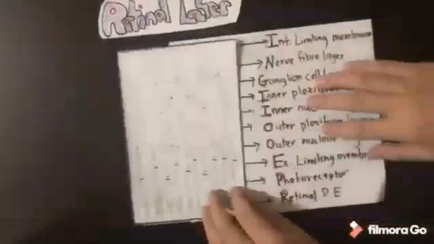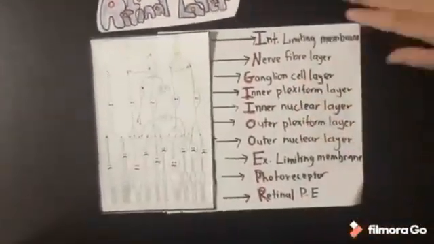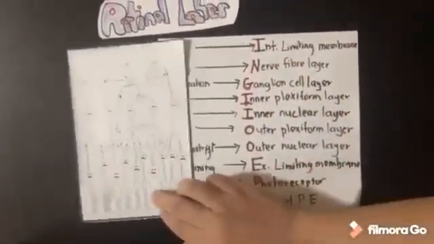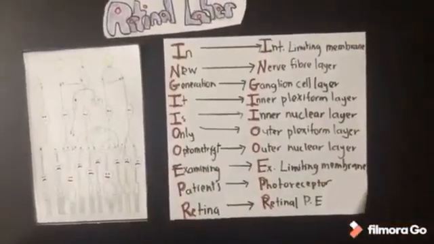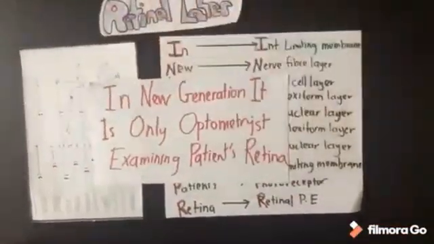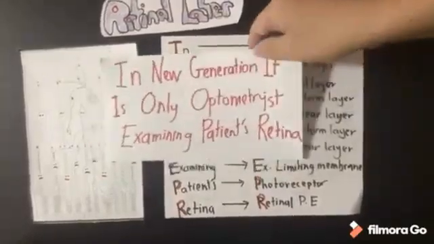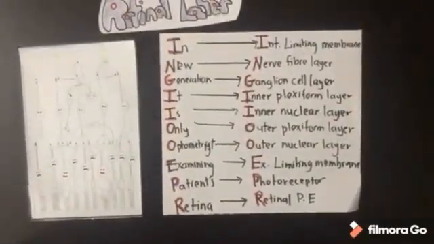In this chapter, we're going to cover the retinal layers. The retina is composed of 10 layers, and we provide for you an acronym to make it easier to remember: "In new generation, it is only automatic examining patient's retina." By using this acronym, it will be easier for you to remember each retinal layer.